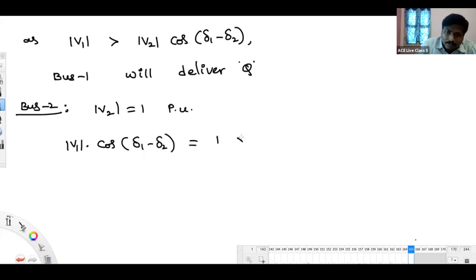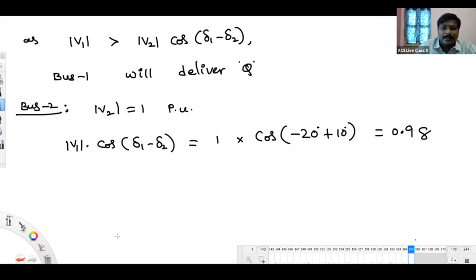So it is 1 into cosine of (delta 1 minus delta 2), which means minus 20 plus 10 degrees. So it will be cos 10 degrees again, and you'll get the number 0.98. Tell me now, is bus 2 delivering or absorbing the reactive power? Anybody, please tell me.